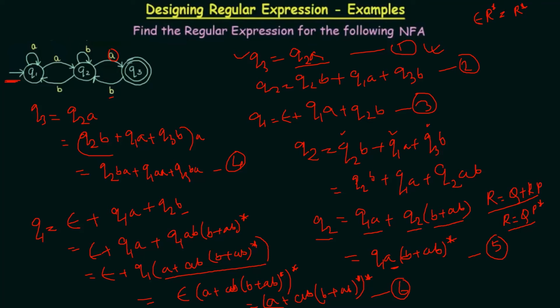into equation 5. Then we are going to get an expression without any q1 or q2, and finally this value of q2 we have to put it in equation number 1. Okay, so in that way we are going to get an expression of q1, q2 and q3, which is not going to involve any state names, only the regular expressions. Okay, so I don't have any space left to write, but let me just try it.